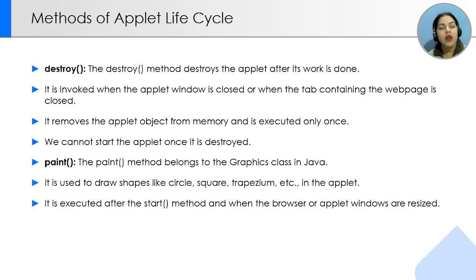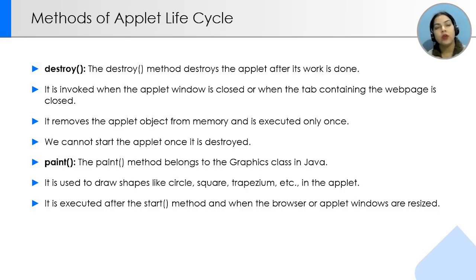But once we have created an applet, are in the running phase of the applet, and have closed the web page or the window, or closed the tab which contains the applet, then the destroy method will be called. It will remove the applet object from memory and will execute only once. We cannot start the applet again once it is destroyed, so we have to follow the entire process again. It is not like once the applet is destroyed, it will go back to its initial state. For that, we have to close the complete program and then run the program again.